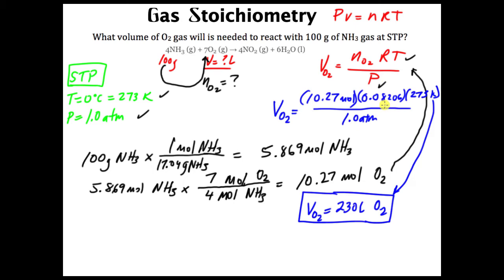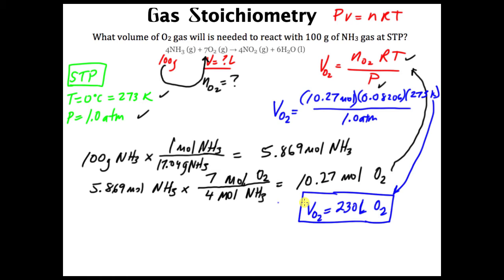Okay. Now, how do I know that it's in liters? Because don't forget R, which I didn't write the units for because I ran out of space here. The units for R, the one I chose, are liters times atmosphere per mole Kelvin, so the atmospheres, moles, and Kelvin cancel, which leaves me with liters, and that's why my answer is in liters of oxygen.